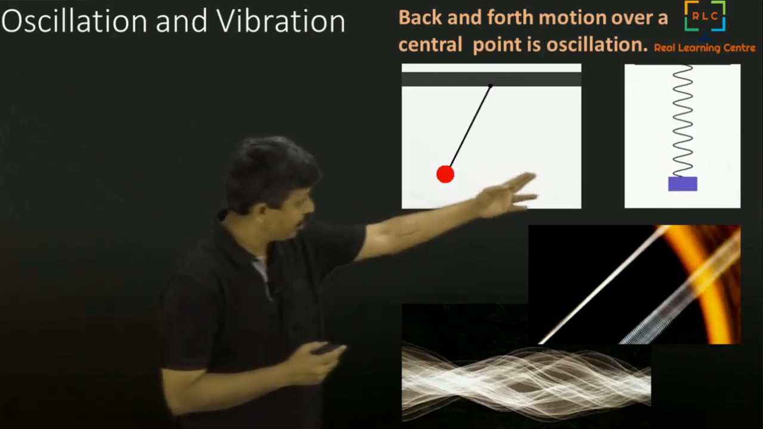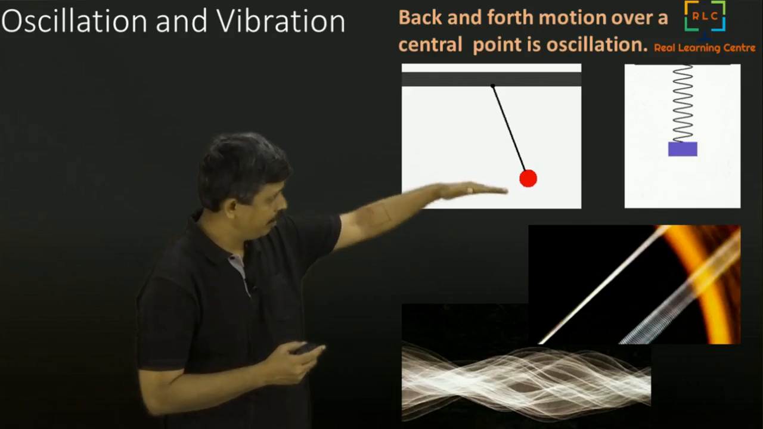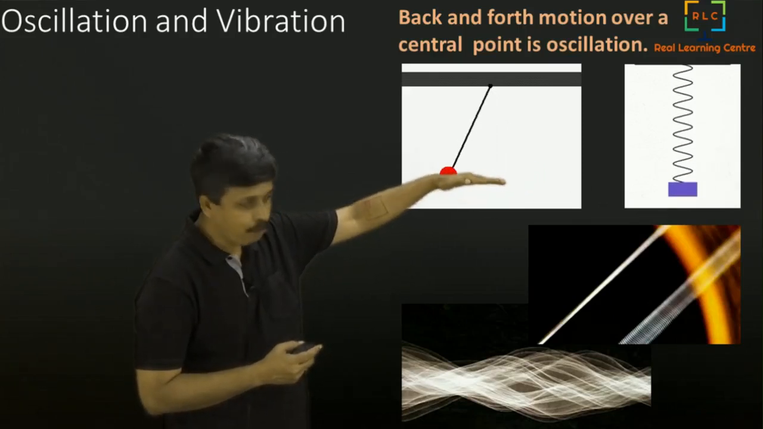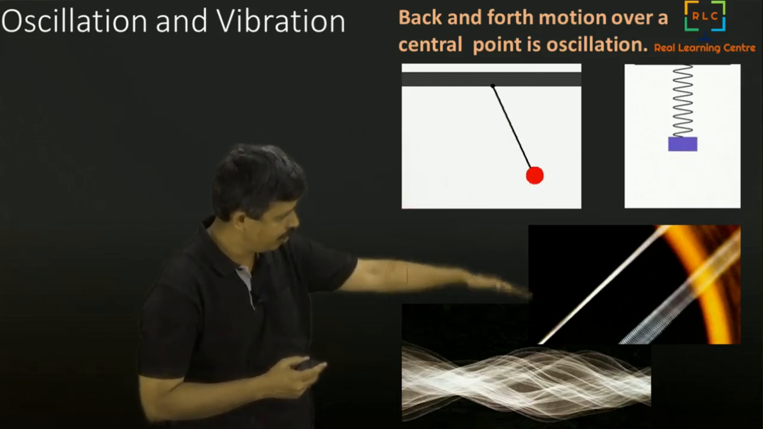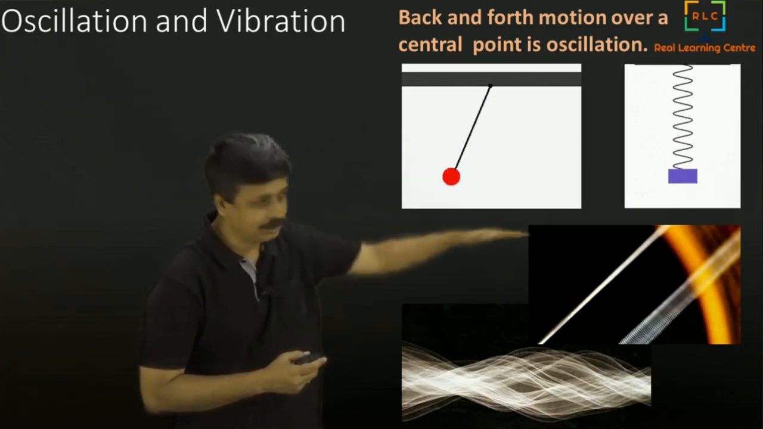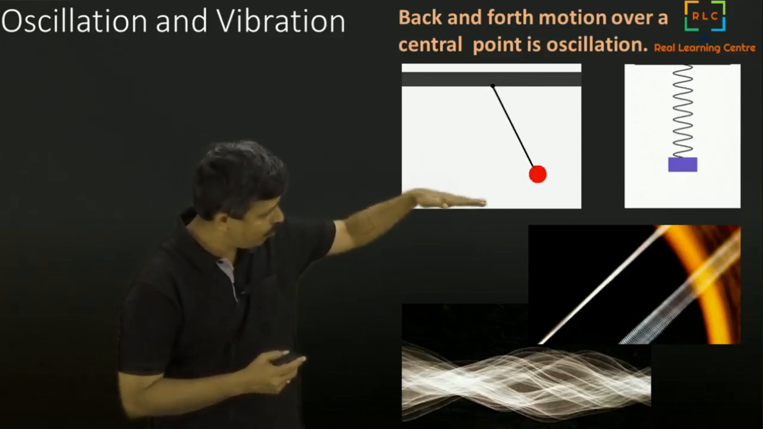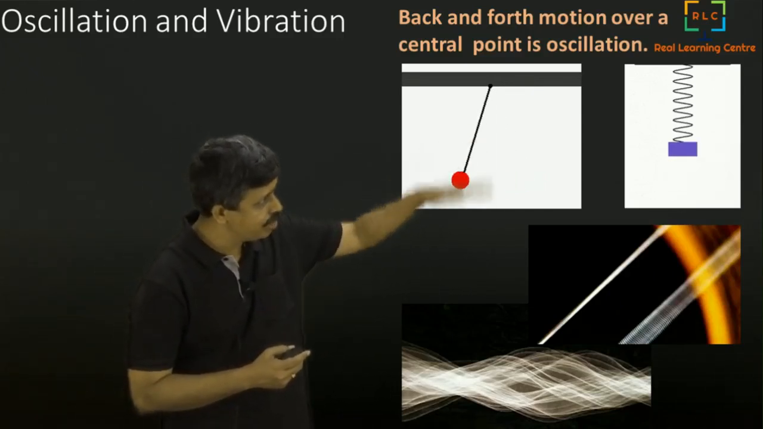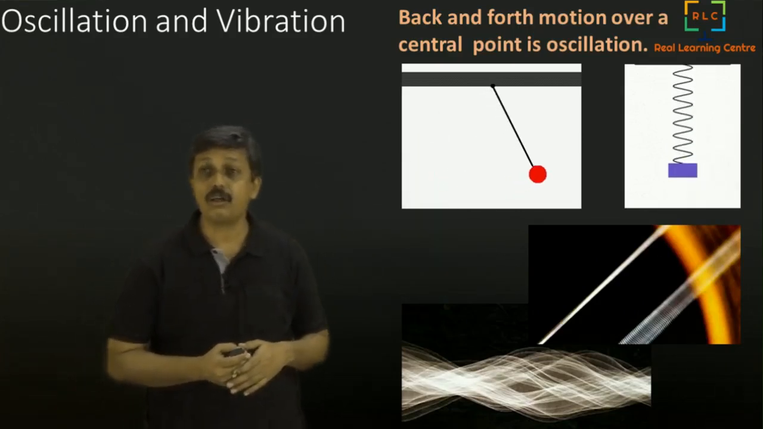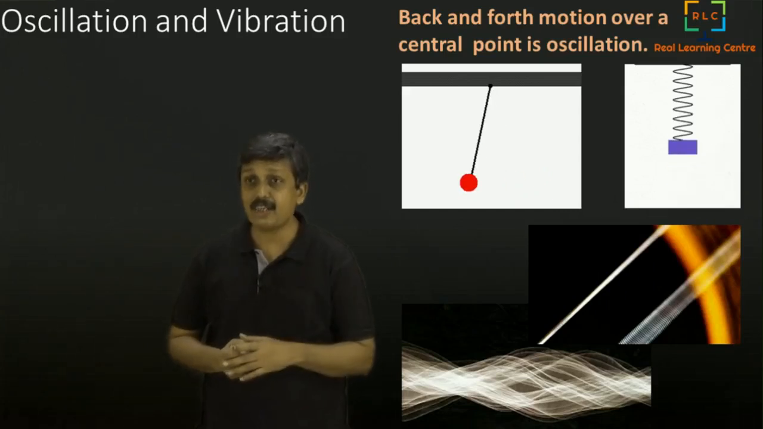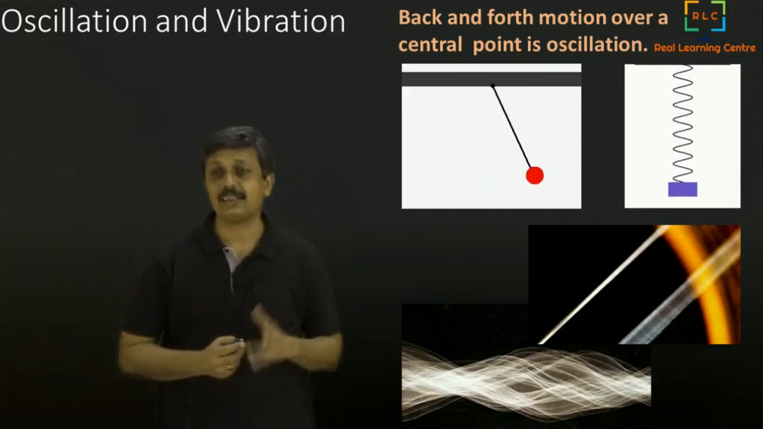And even in the spring, you can see there is a middle point. Let us say it is the central point, the B point. It goes up and comes down. Comes to the middle, goes up, comes down. So there is a central point around which it goes. There is a displacement up and down. So that is called an oscillation. Back and forth motion over a central point is an oscillation.